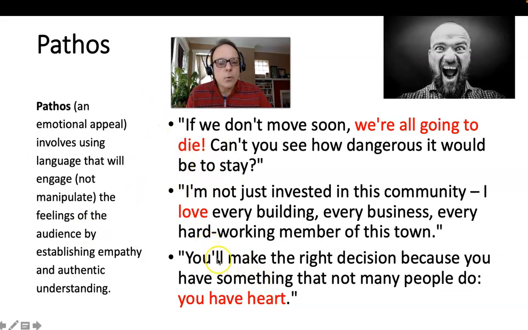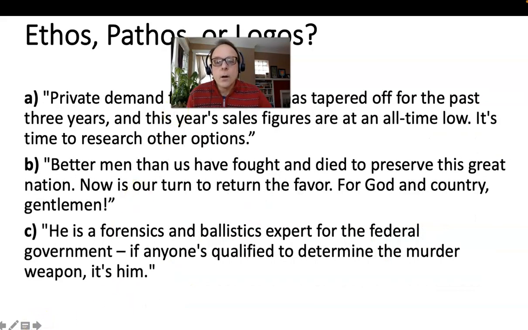And then down here at the bottom, we're complimenting somebody. That's another time where we often have a lot of emotion. "You'll make the right decision because you have something that not many people do. You have heart." This is telling somebody they have this quality that's important, and the red underlined part is the emotional part, where we're using pathos. But again, pathos is an emotional appeal, and all three of these can be good in the right situation.